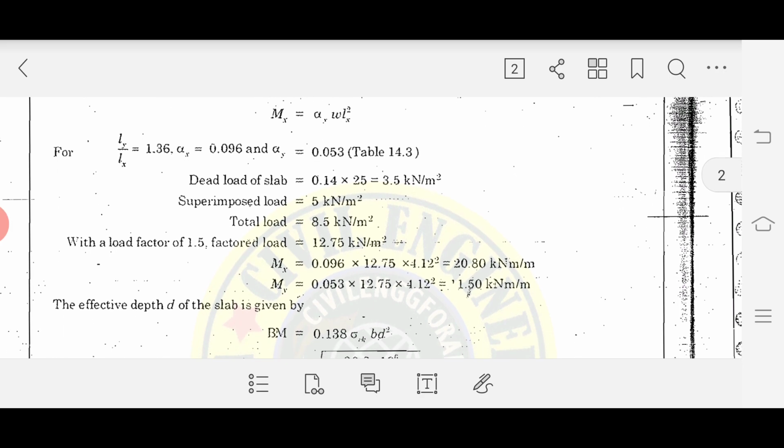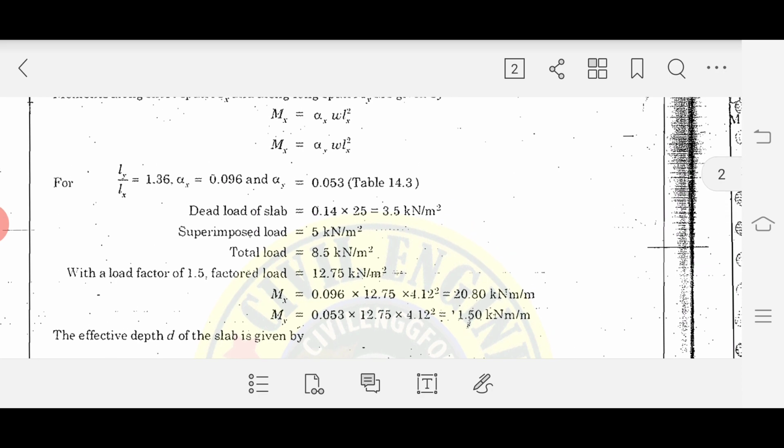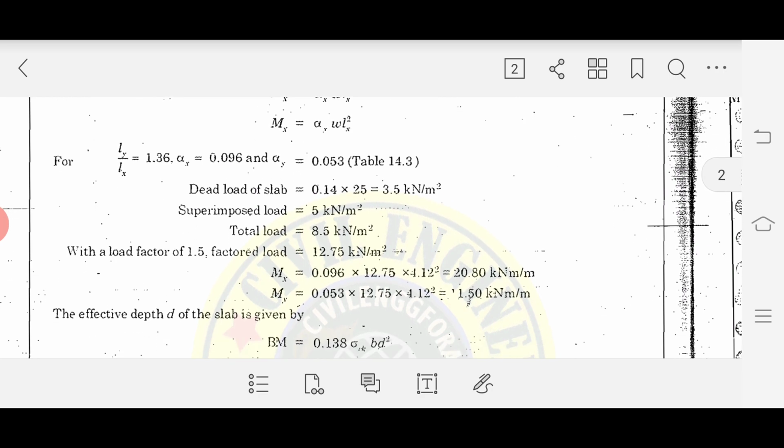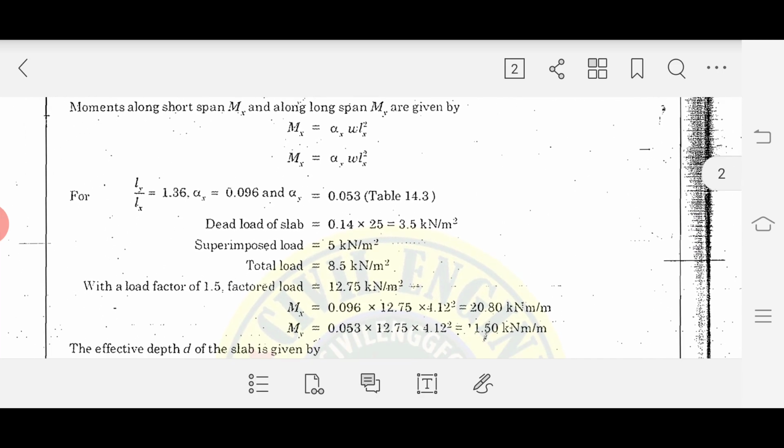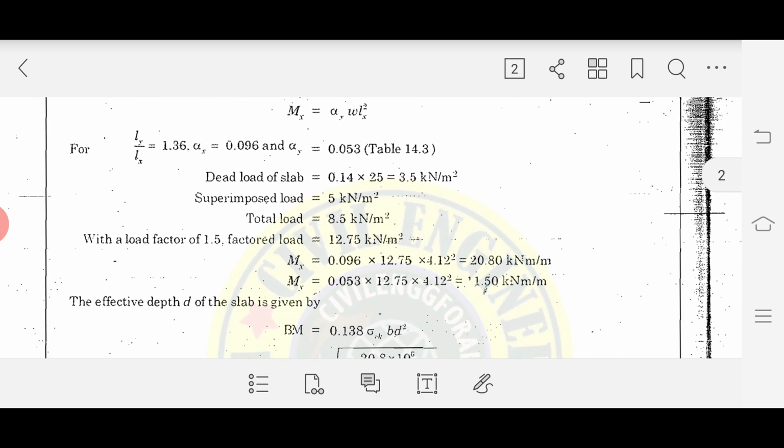They are also calculating the load. Dead load of the slab, you know the self weight, right? Multiply live load they have given, add all the loads, multiply by 1.5 factor, you will get the load, the w. Then they are calculating the bending moment. Alpha value is given, w value is calculated, span length is given. Adding everything, you will get the bending moment value.